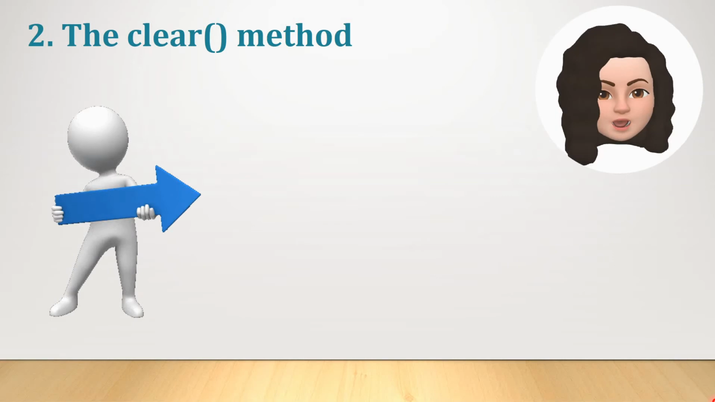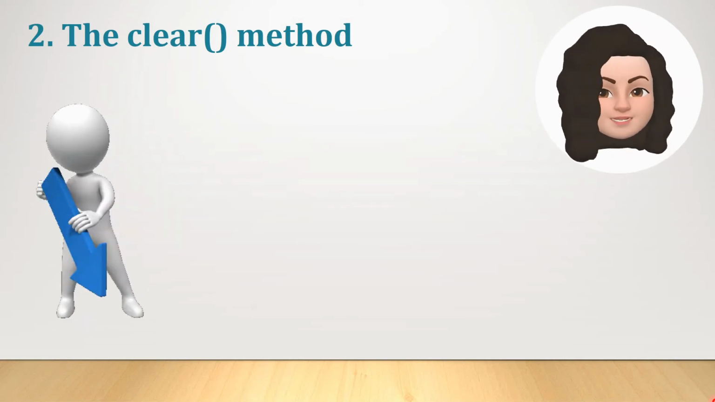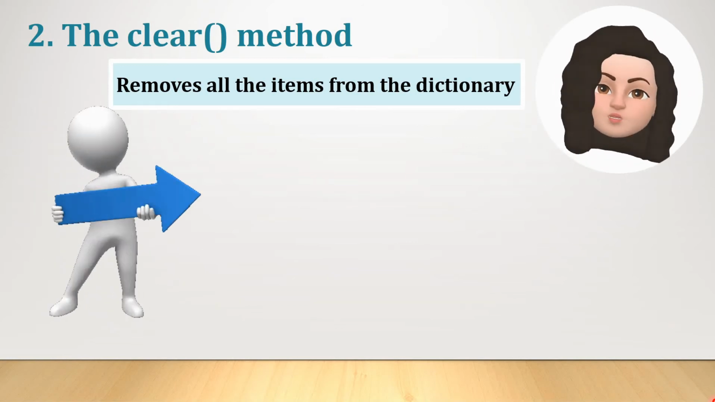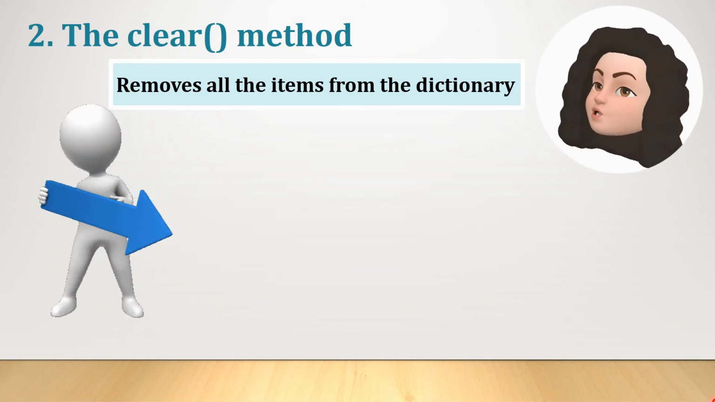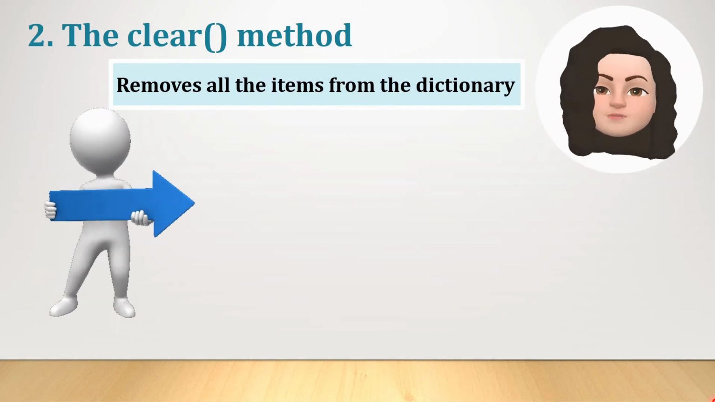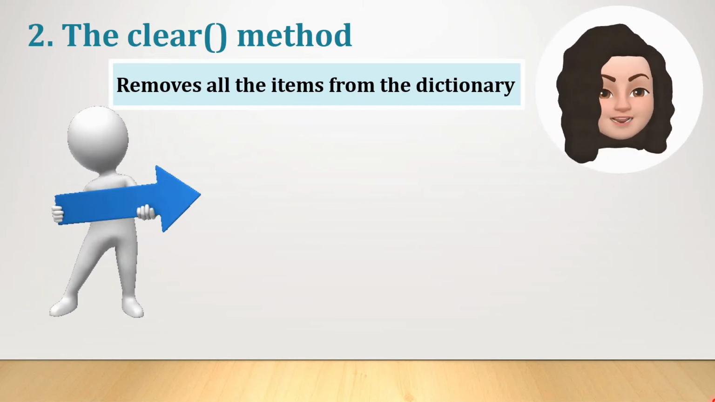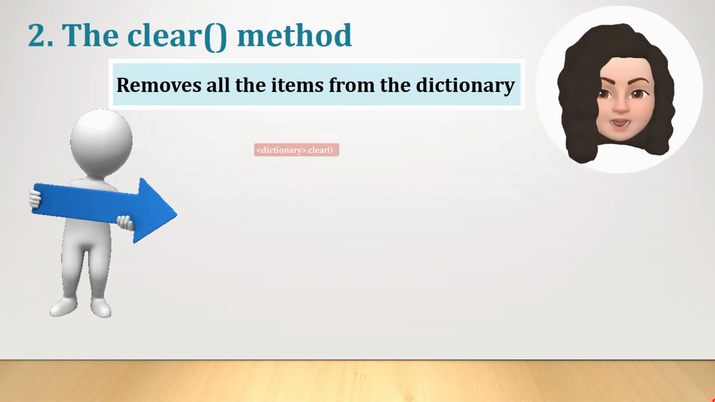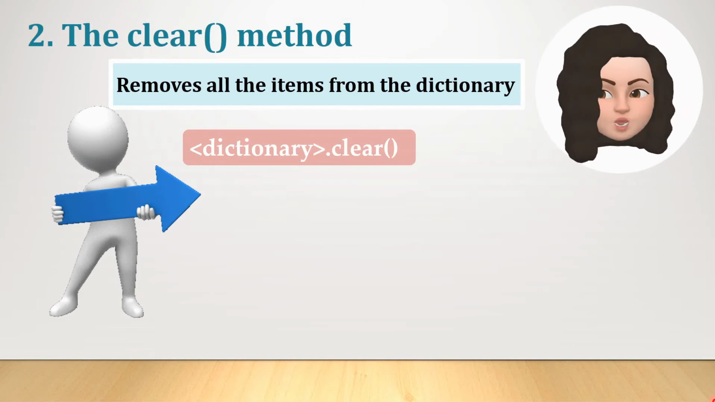The clear method is used to remove or delete the items from the dictionary. It will remove all the key value pairs from the dictionary. It will not delete the dictionary. The empty dictionary will be there, but it will remove only the contents, only the items of the dictionary. The syntax is name of the dictionary dot clear.